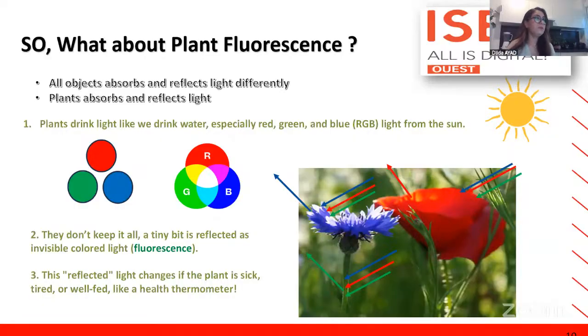So what about plant fluorescence? We know, everyone, that all objects absorb and reflect light differently. For example, plants absorb and reflect light also. We can say that plants absorb or drink light like we humans drink water, especially red, green, and blue light from the sun. Okay, but they don't keep it all. A tiny bit of this light is reflected as invisible color, and that's what we call fluorescence. This reflected light changes if the plant is sick, tired, or well-fed, like a health thermometer for us humans.